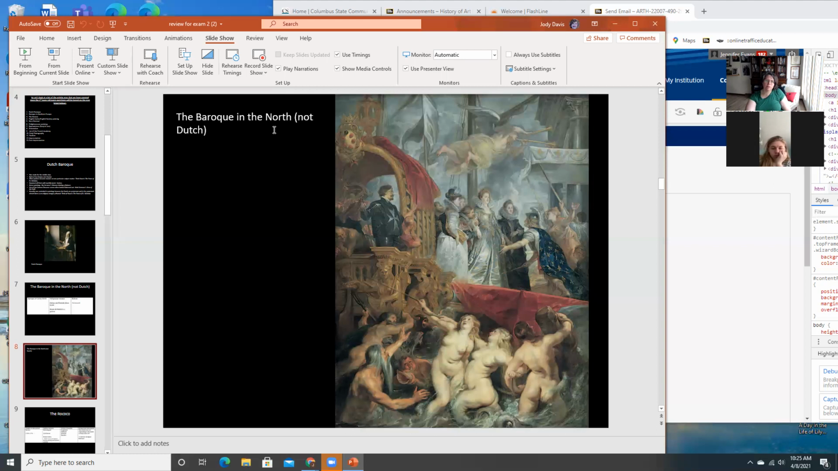So to sum up Baroque art in the North, you're looking for drama. I just described how drama is achieved by Rubens. Texture, we just looked at how texture is described in her dress and in the fabrics, as well as in the skin of the people who surround her. And non-religious imagery.